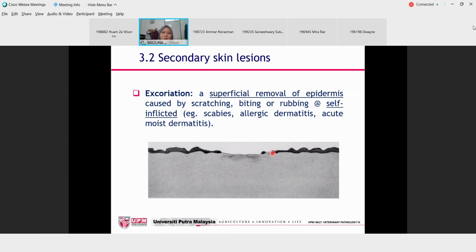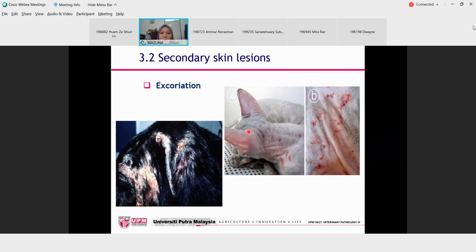Okay, so that's why it's called a secondary skin lesion. Or even scabies or maybe ticks or fleas on the body induce itchiness. So the animal tends to scratch or bite or constantly rub on the area, leading to these wounds or excoriation on the skin. But it's usually superficial, meaning only the epidermis layer is affected. It's not very deep. Okay, so these are examples of excoriation. These are basically self-inflicted injuries because of another underlying problem.